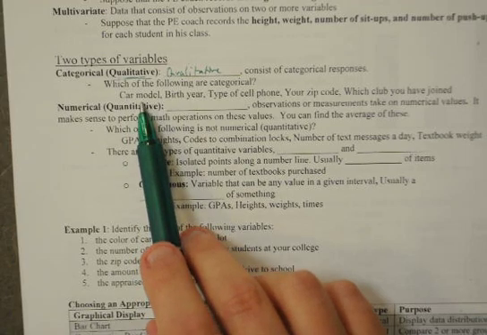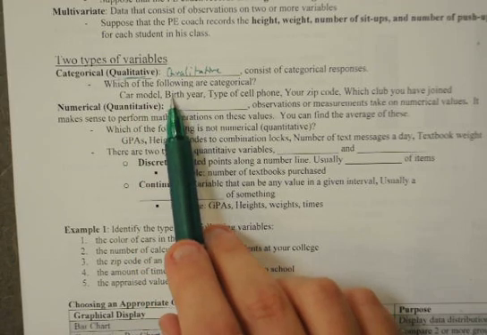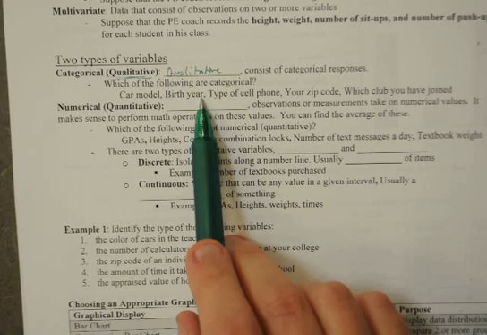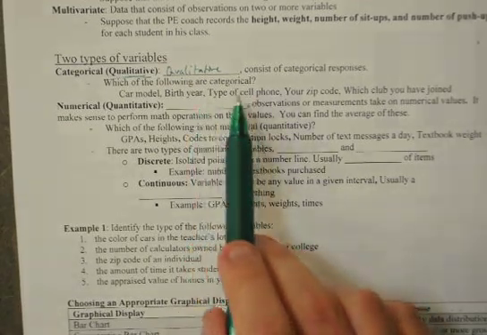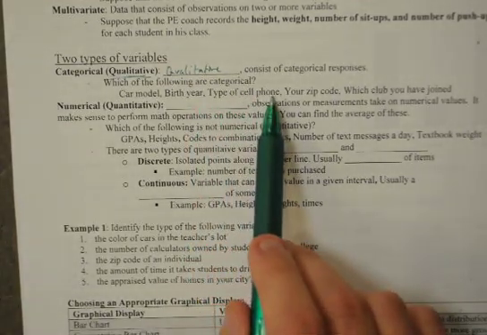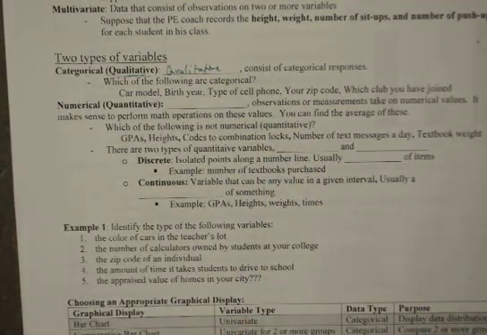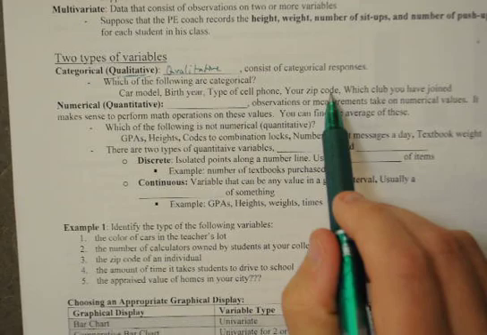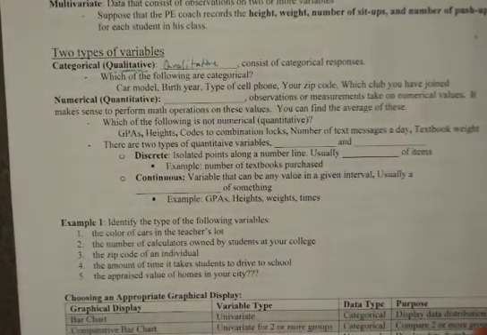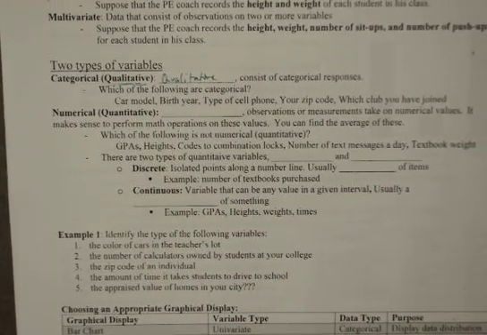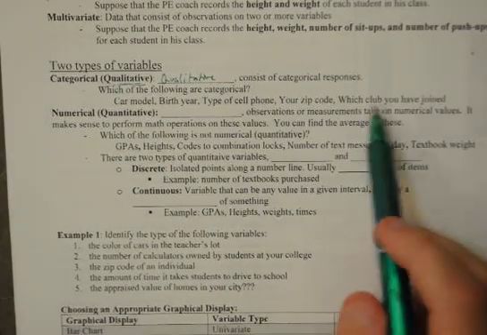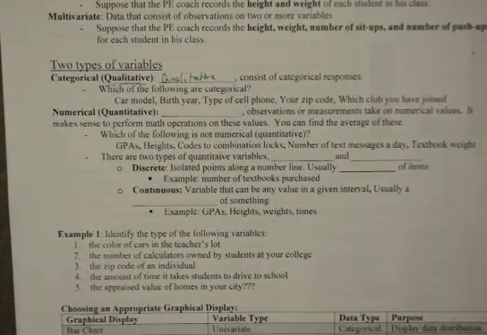Car model: categorical. Birth year: you fit in a category. Type of cell phone: you fit in the category of iPhone or Android. Zip code: even though it's numbers, it's a category you fit into. Which club you have joined: it's a category. If you join the math club, you fit in that category.